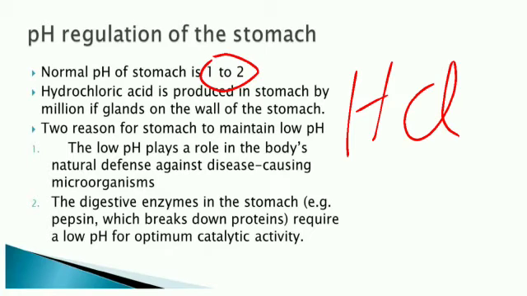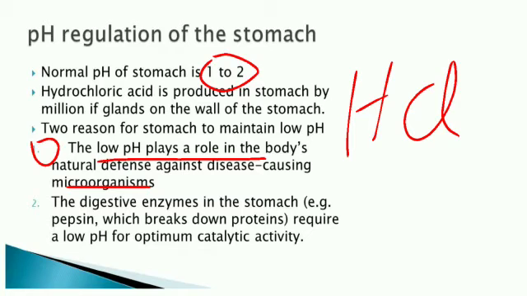Why is it important for the stomach to maintain low pH? There are two reasons. First reason is that low pH plays a role in the body's natural defense system. Due to the low pH and the presence of hydrochloric acid, it helps to kill the microorganisms present in food, mean bacteria and other microorganisms.